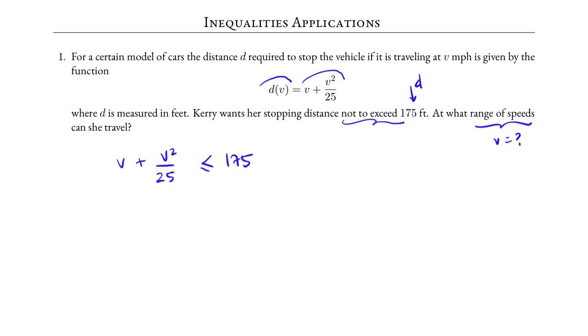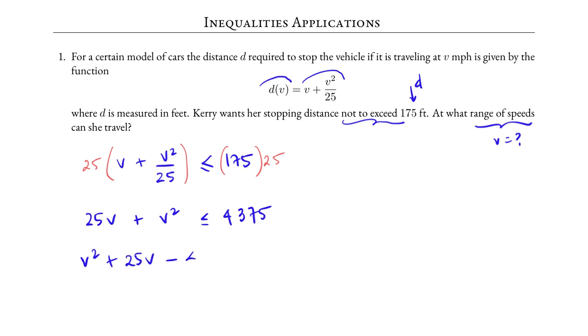We will multiply both sides of this inequality by the denominator 25 to get rid of the 25 in the denominator. This will give 25v plus v squared less than or equal to 175 times 25, which is 4,375. We then zero this out to get v squared plus 25v minus 4,375 less than or equal to 0. Then we solve this inequality.